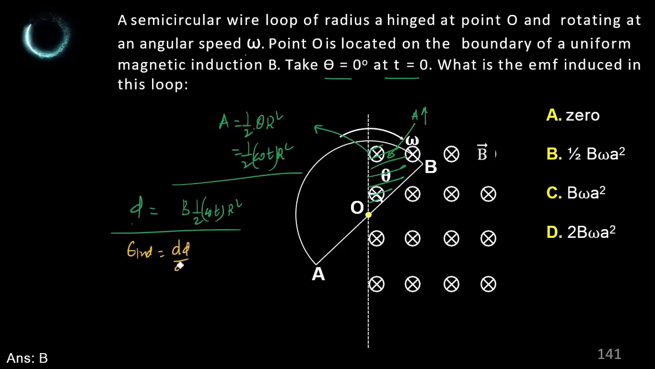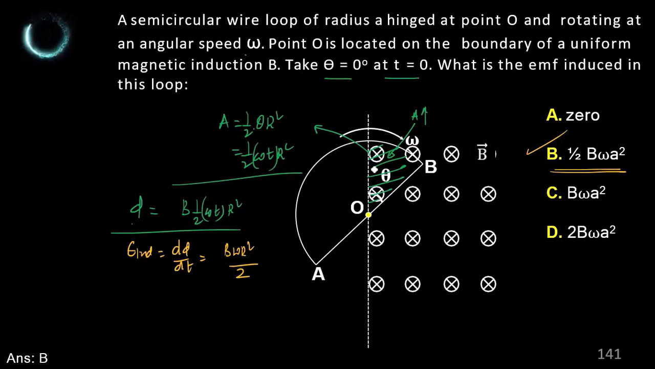d phi dt, so if we differentiate, we get b omega r square by 2. B omega r square by 2, option A, option B. What is the induced EMF? The question doesn't mention r here, it mentions A, anyway, it's done. Understood?